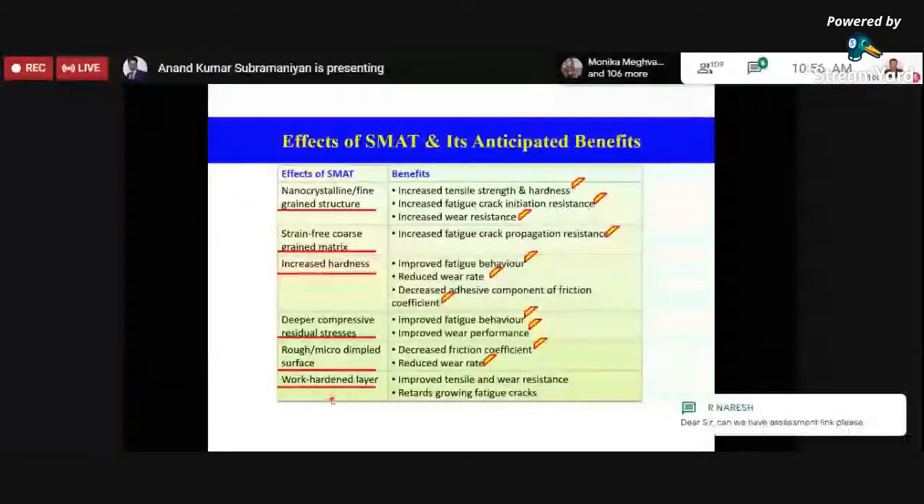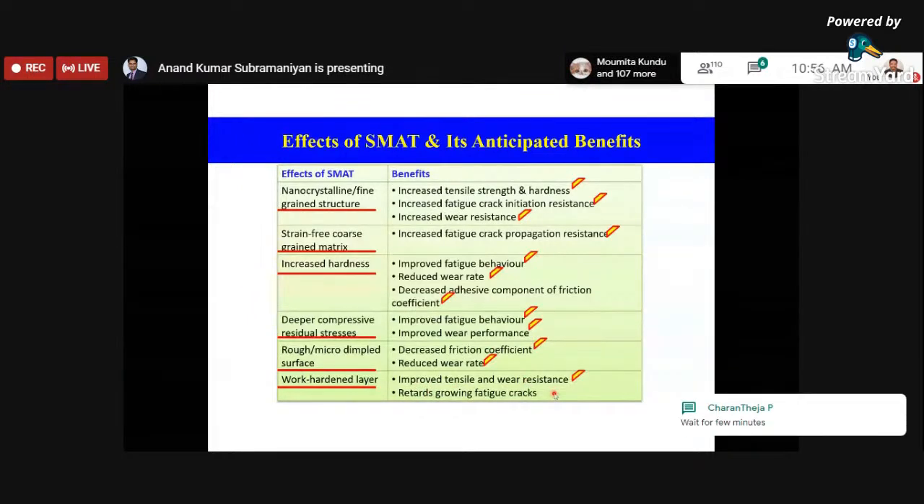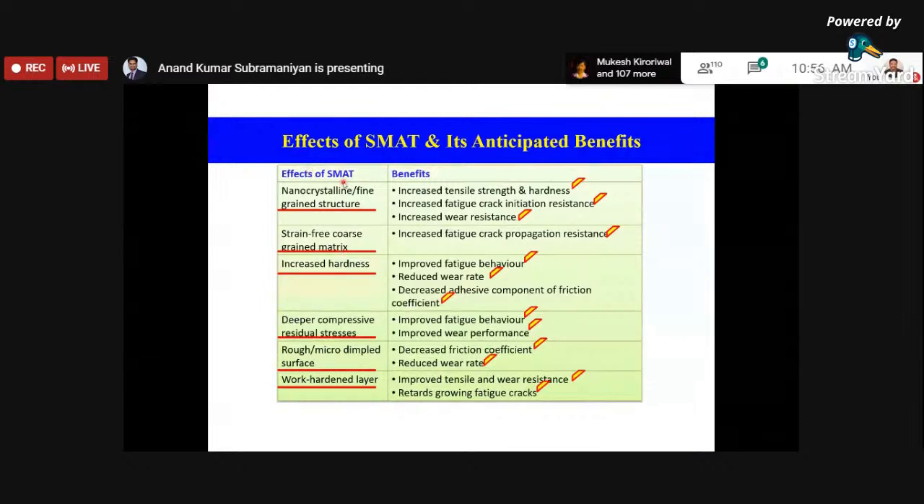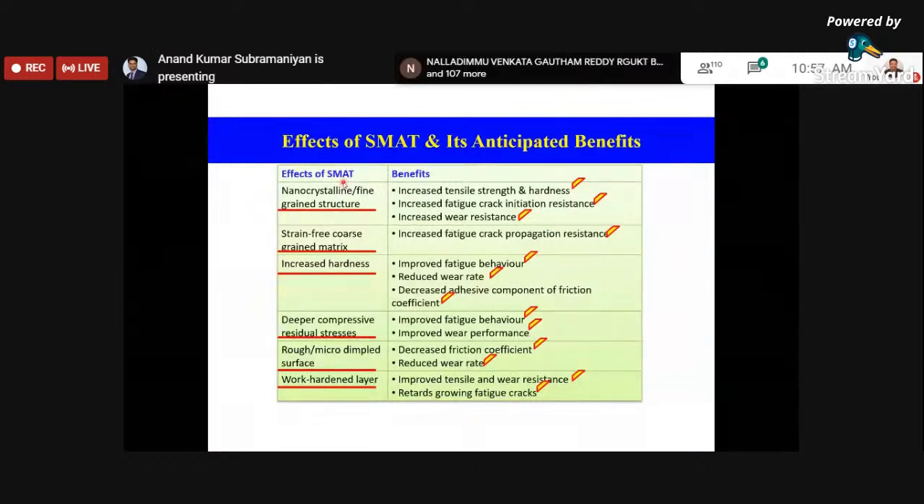And we also have this work hardened layer in the SMAT process, which will be generated. That is again, as I told, beneficial for both fatigue and wear, and it can also retard the growing fatigue crack. So these are some of the advantages or benefits one can expect because of these effects induced by the SMAT process, right? We will be having a closer look at how fatigue and wear resistance are improved by this SMAT process in the upcoming slides.